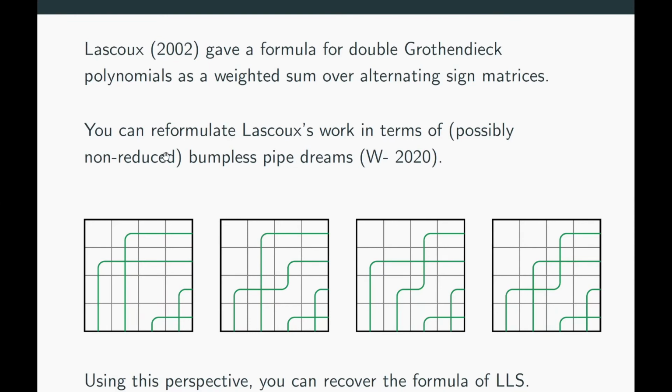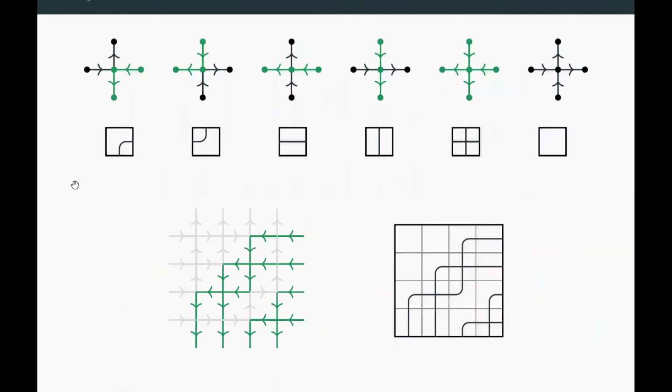So it actually appeared, but hidden in disguise, in this older preprint of Lascoux. So if you want more information about this connection to ice, you can check out a preprint of mine, Bumpless pipe dreams and alternating sign matrices, explaining how you can rederive this Lam-Lee-Shimozono formula from older work of Lascoux. But he didn't draw the squiggles. He wrote, say, alternating sign matrices and configurations of the 6-vertex model.